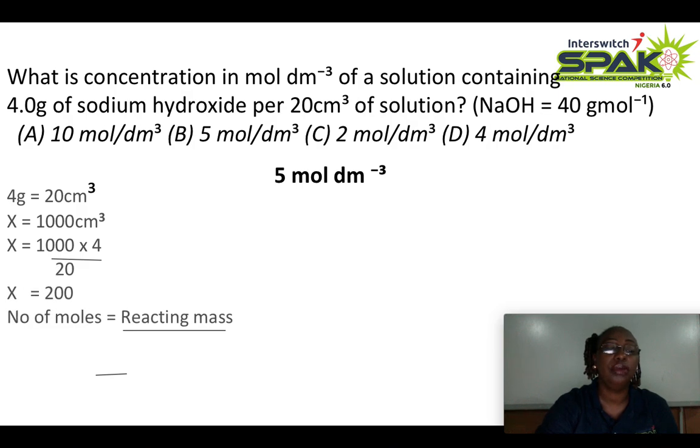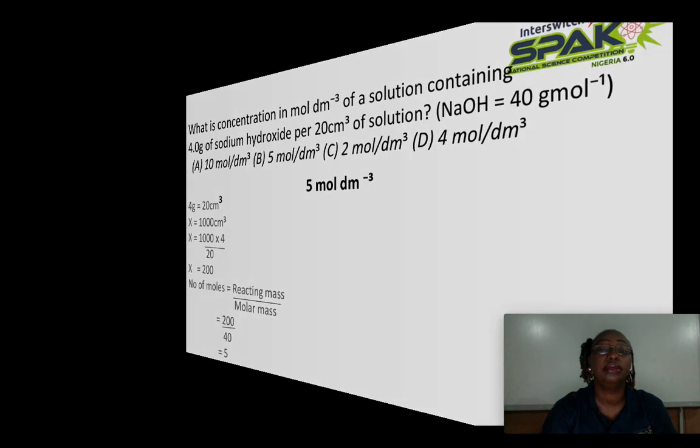What is in 1000? 1000 will be 200. And you have your number of moles equal to reacting mass over molar mass. So the reacting mass there is 200 over the molar mass, which is 40. Then you have 5 as your answer.